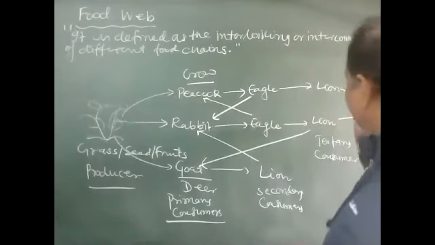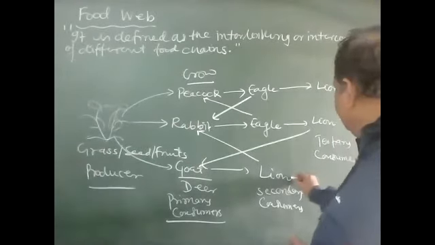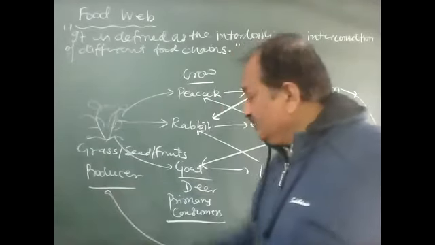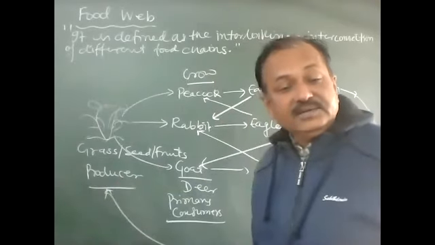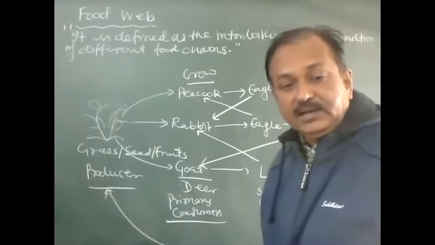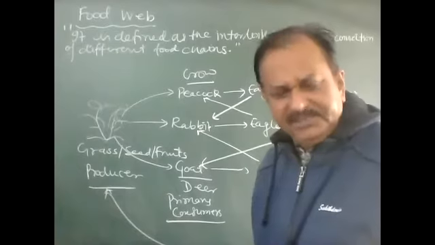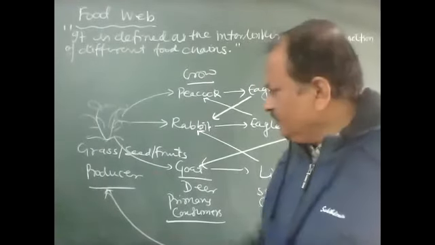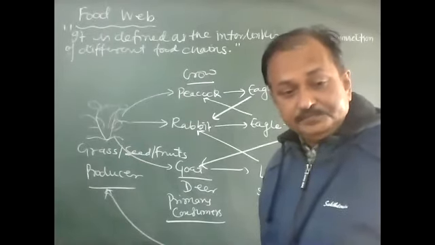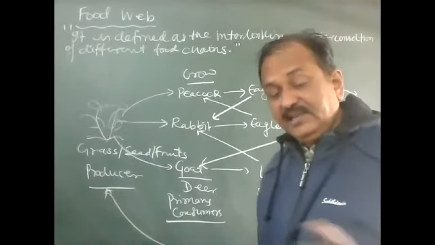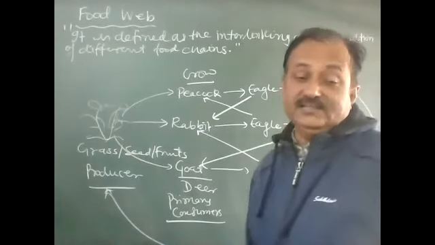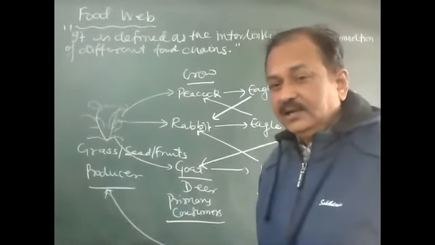And ultimately when they die, when the lion dies, what happens? Their body remains, they are converted into simpler substances and they provide nutrition to the producers. Similarly, you can draw aquatic plants also. Fish eat aquatic plants, or a small fish is eaten by a larger fish. The larger fish is eaten by the peacock. So different food chains, different food webs can be drawn.